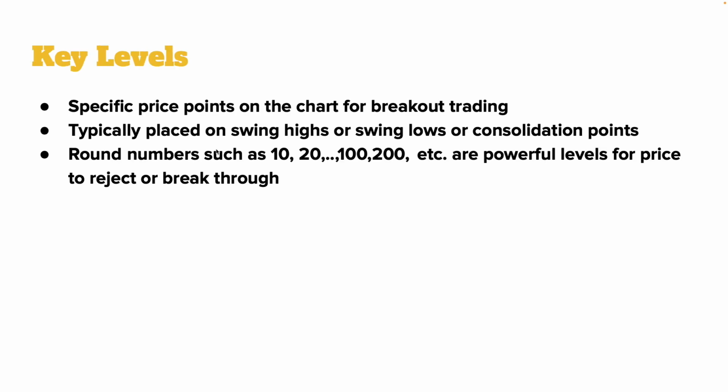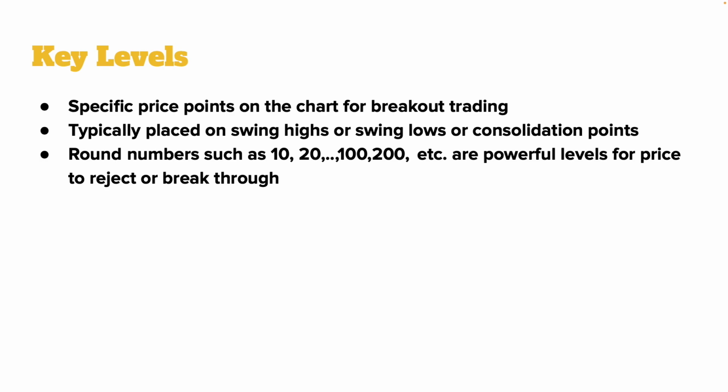Moving on, mixing with zones, you have key levels as well, right? Key levels are specific price points on the chart for breakout trading, right? Typically placed on swing highs or swing lows or consolidation points. Round numbers such as 10, 20, 100, 200 are all considered powerful key levels for price to reject or break through, right? Understand that when we're marking your support and resistance, it's not always about exact key levels, because price doesn't usually go to an exact area and reject that exact level.